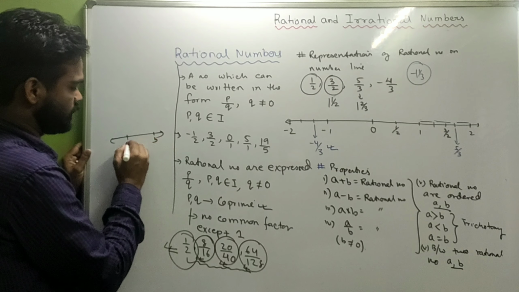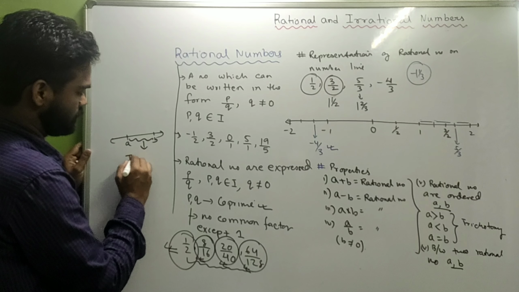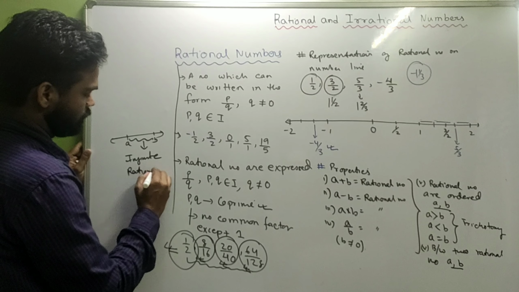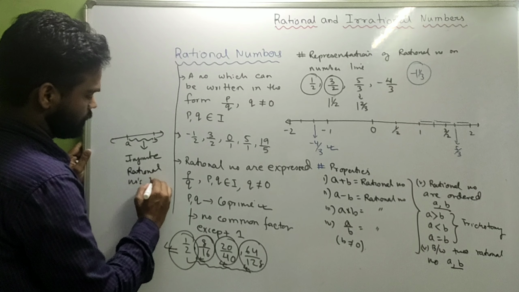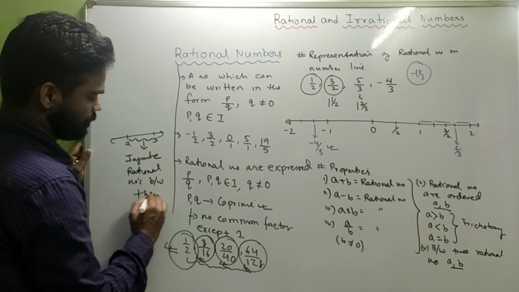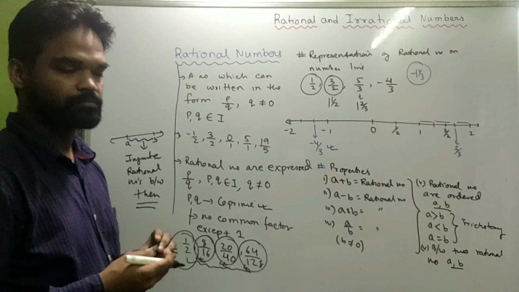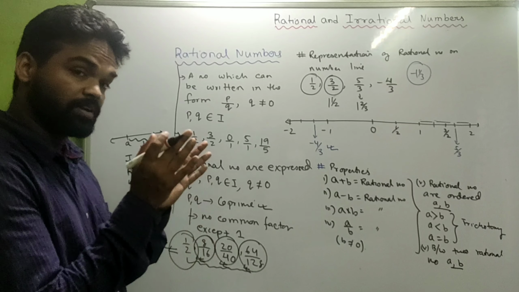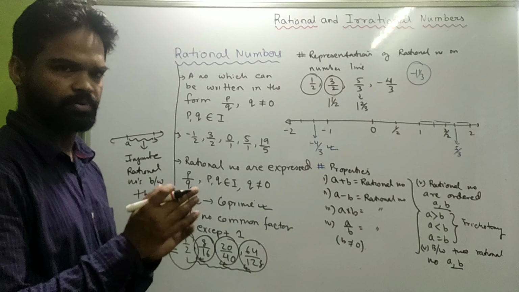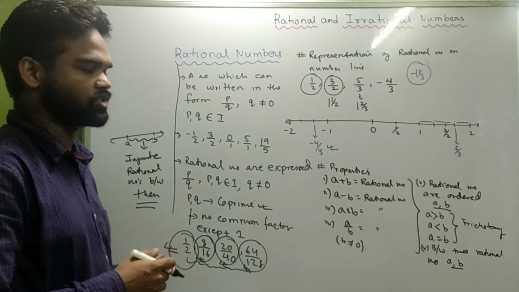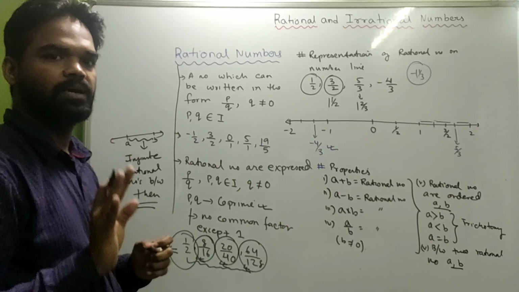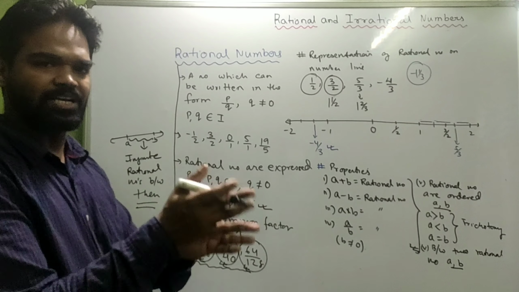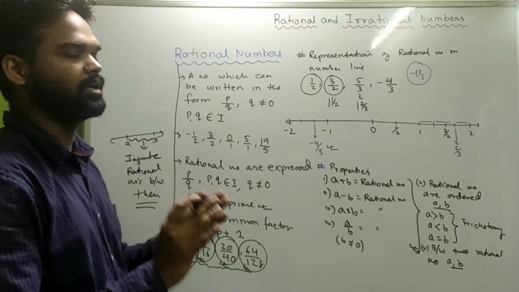A and B, then there are infinite rational numbers between them. Is it clear? We'll see how to insert rational numbers between 2 given numbers, okay? Between 2 given rational numbers. Let us see the exercise, which is totally based on inserting rational numbers between 2 given rational numbers.